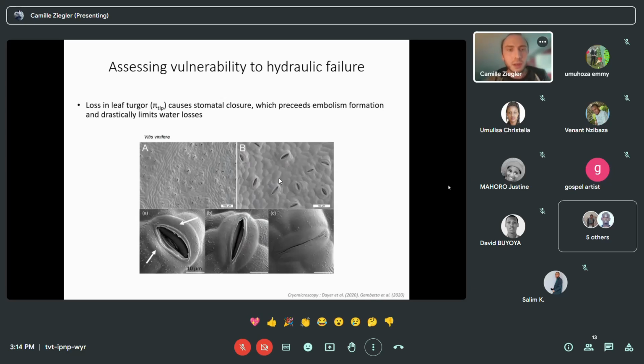One of the first mechanisms in place is when plants experience a decrease in water potential during droughts, they lose leaf turgor, and this will cause stomata to shut. Stomata are these small pores that exist on the leaves. You see here images of stomata at different scales, and on the bottom line, the white arrows point out guard cells. When guard cells lose turgor, the stomata will progressively close, and this will drastically limit water losses.